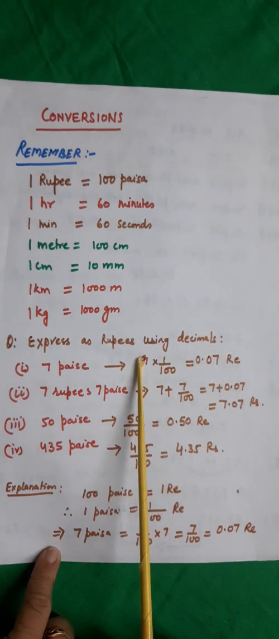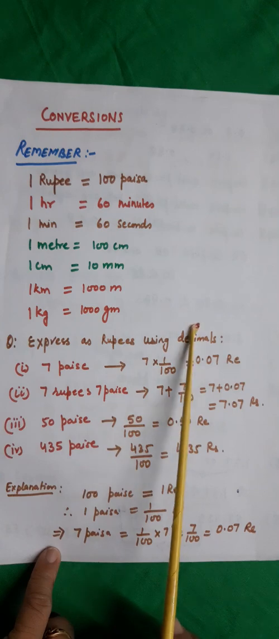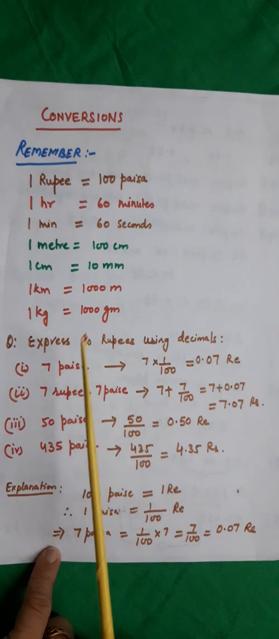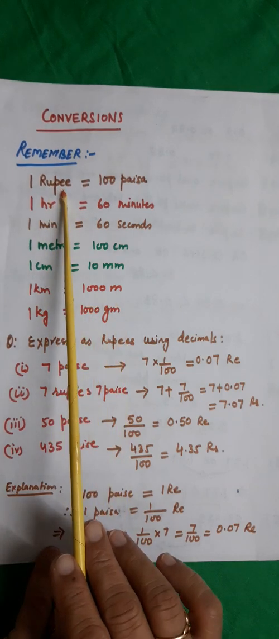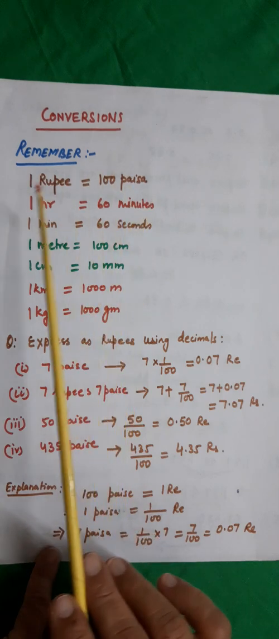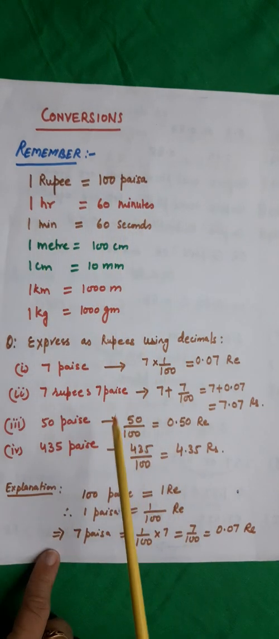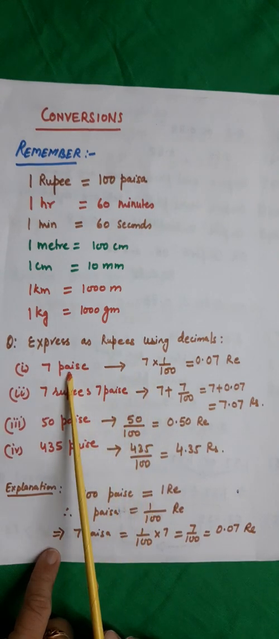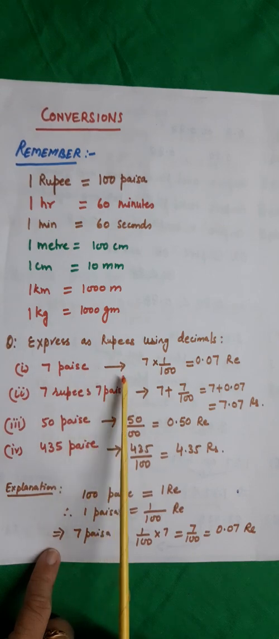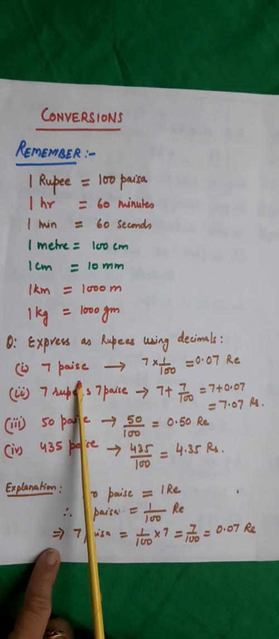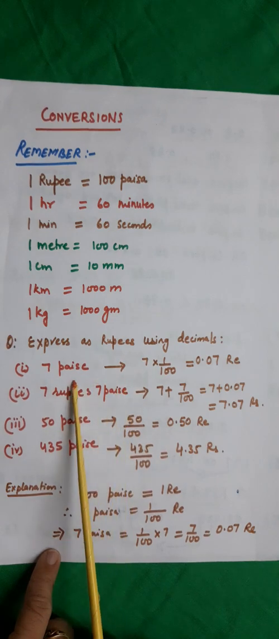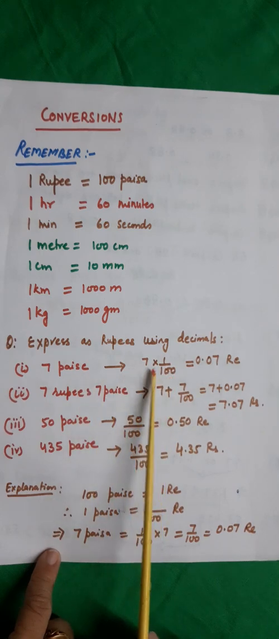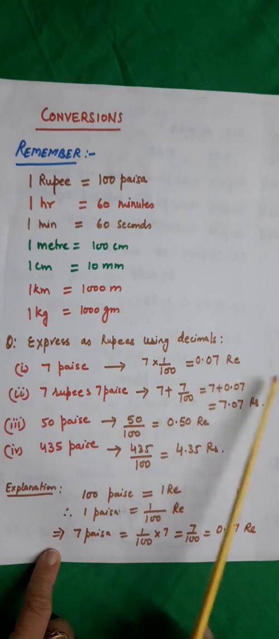So, first question is express as rupees using decimals. Here we remember one thing. If we move from a smaller unit to a bigger unit, we will make use of division. If we have to move from a higher unit to a lower unit, then I will make use of multiplication. 7 paisa, I have to convert it into rupees. Now paisa is smaller than rupee, so I have to make use of division. But we know that 1 rupee is equal to 100 paisa. So if I have to convert paisa into rupees, I will have to divide by 100. So 7 into 1 upon 100 will be 0.07 rupee.